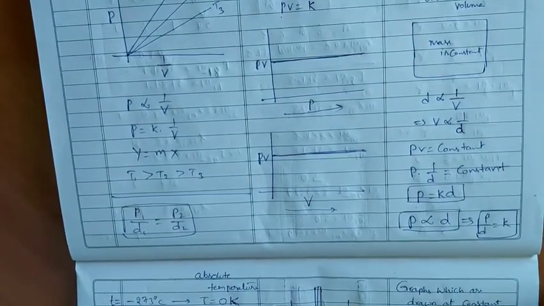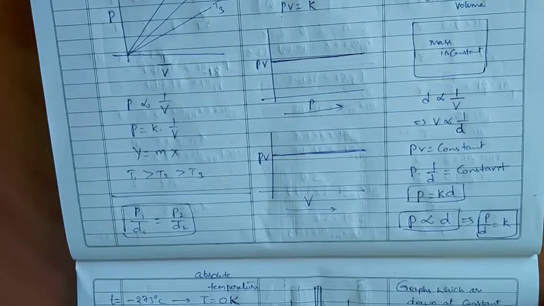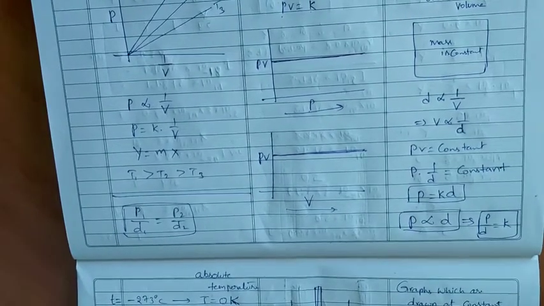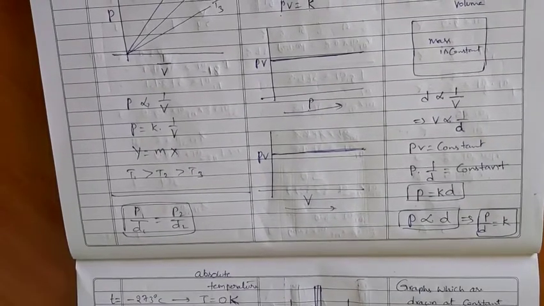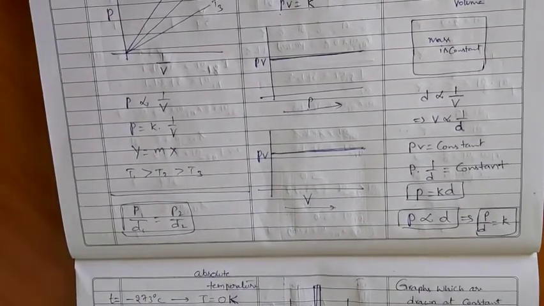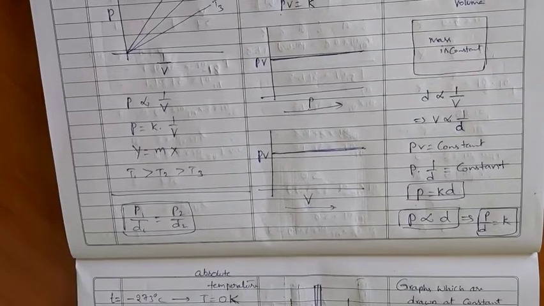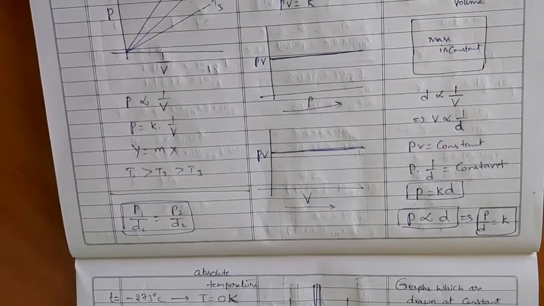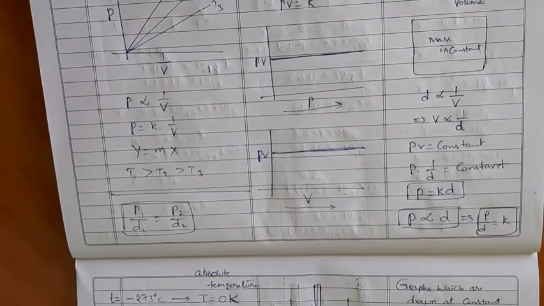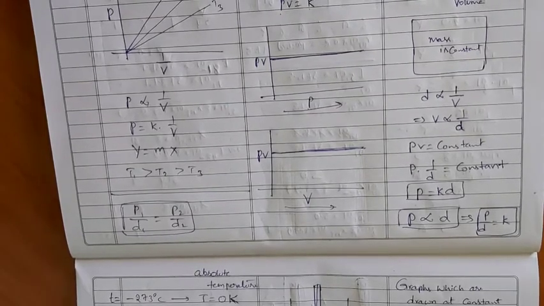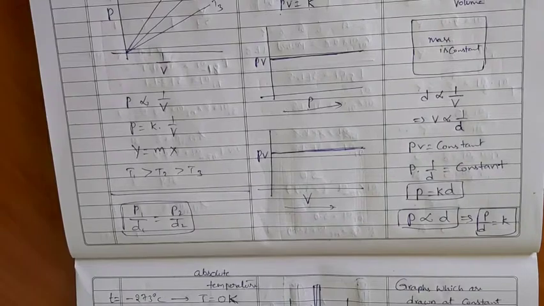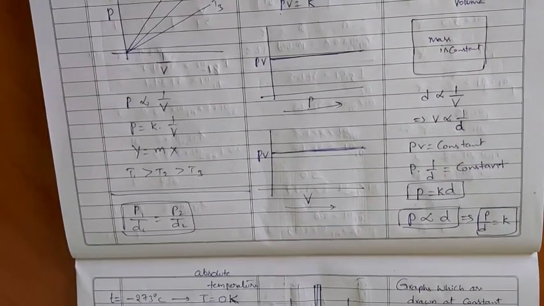Before going to Charles' law, till now what is the concept we have discussed? We have started with the P1 V1 is equal to P2 V2 formula. After that, graphs which are drawn at constant temperature we have seen, which are called isotherms. Those isotherms we have seen at different pressure versus volume, or pressure versus 1 by V, or PV versus P. Even PV versus V also we have seen.